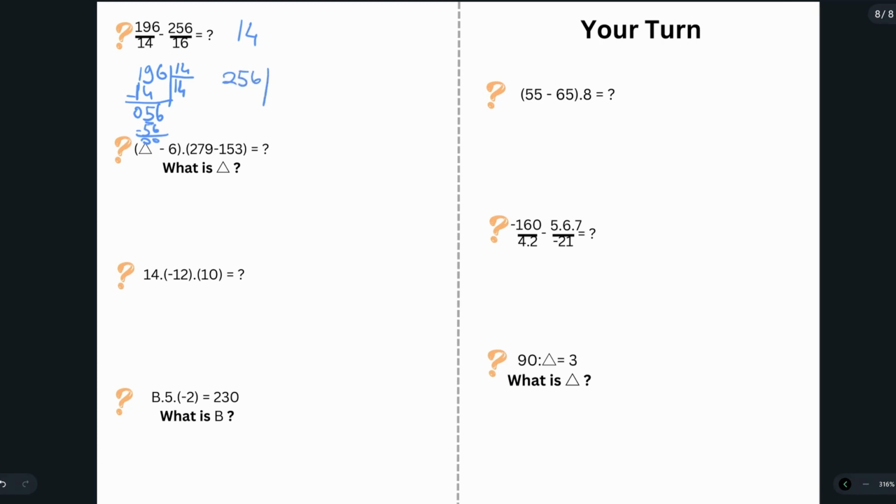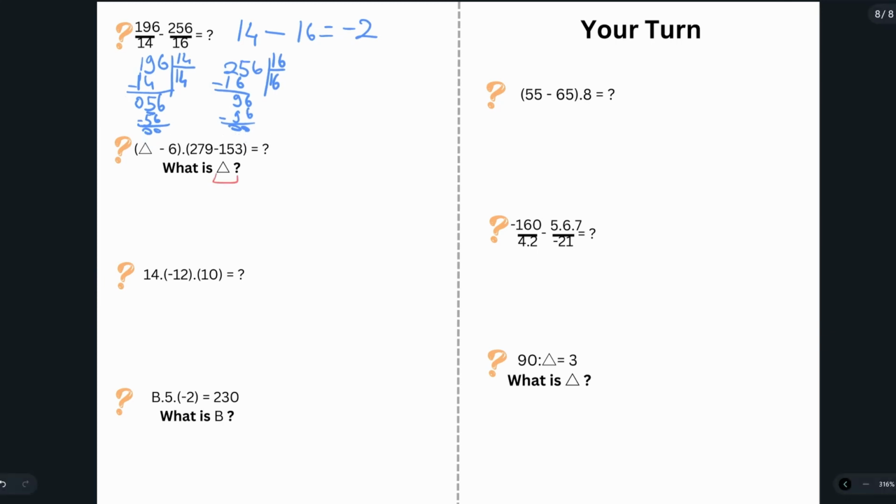256 divided by 16. We have 16 inside 25. 25 minus 16 equals 9. And we have 96. 16 goes into 96 6 times. 96, we get 0. Our second number is 16. 14 minus 16 is negative 2.